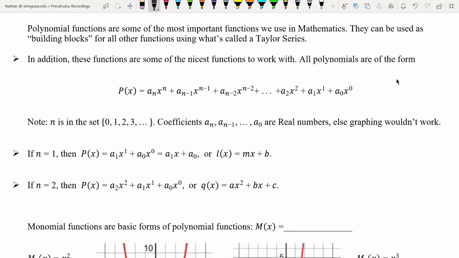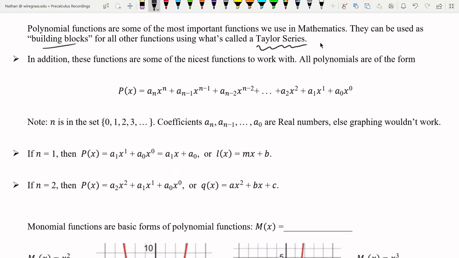Polynomial functions are some of the most important functions in mathematics. They can actually be used as building blocks for all other functions using what's called a Taylor series. That's a pretty advanced topic, so we're not going to be looking at those.